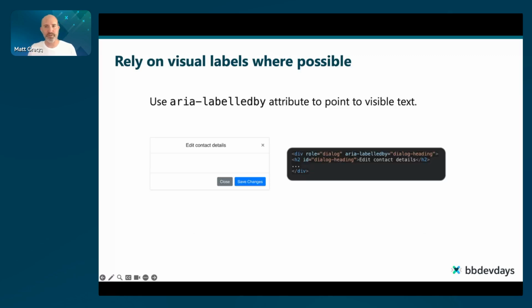The other way to name an element is with ARIA labeledby, and this technique uses text that's already on the screen as a way to name an element. In this example, the heading for this dialog is already on the screen, edit contact details. You can see it over here on the right. How this works is that heading, that H2 element, has an ID set to dialog heading. And what ARIA labeledby does is, on the element that has the role that you want to name, in this case role equals dialog, you can set the ARIA labeledby to the ID of the heading that's already on the page.